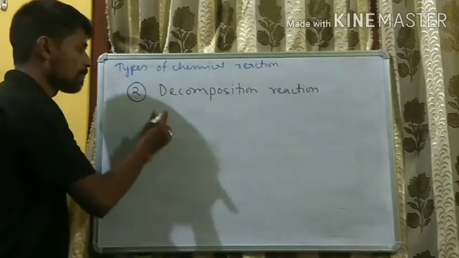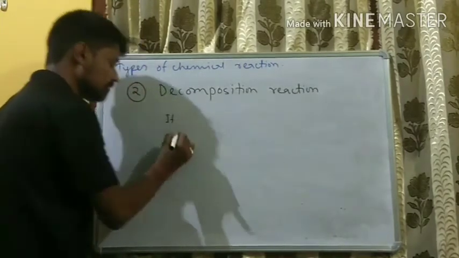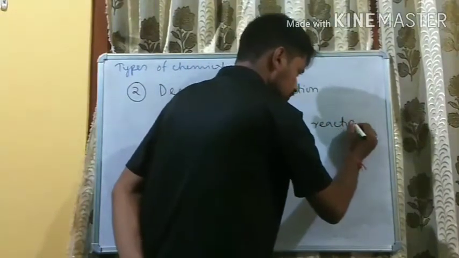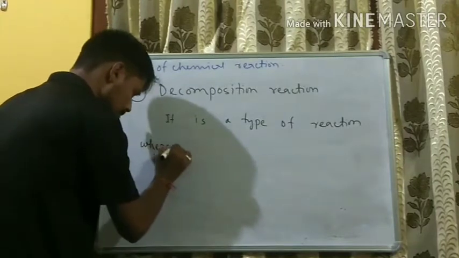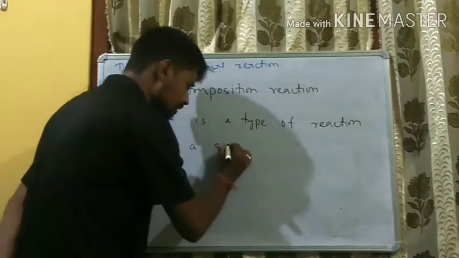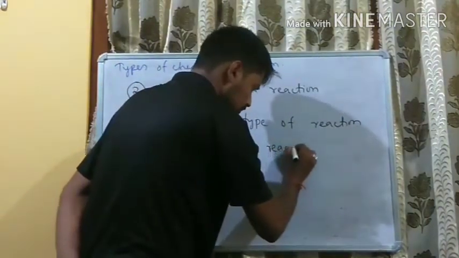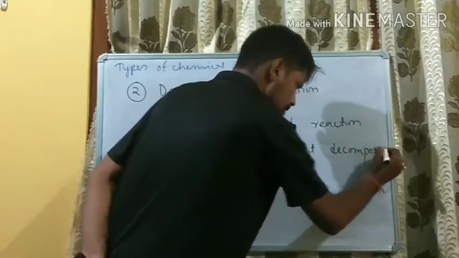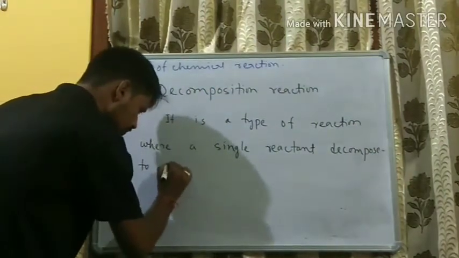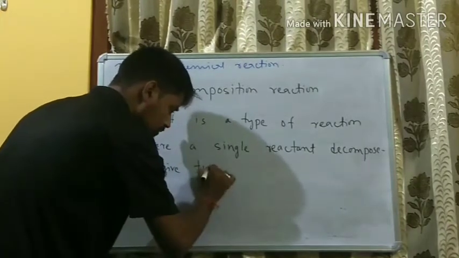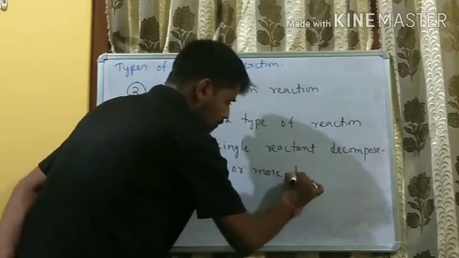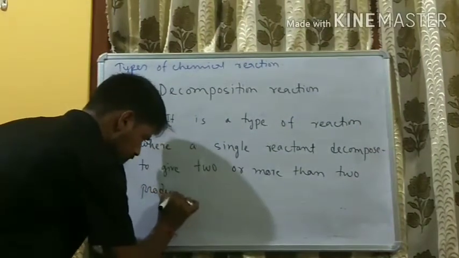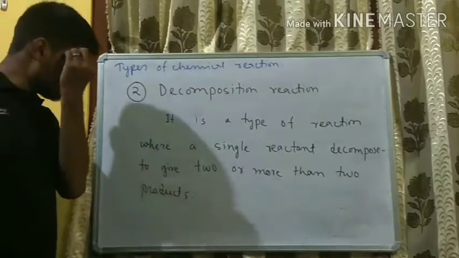So let us define it first. It is a type of reaction where a single reactant decomposes to give two or more than two products. Okay, note the definition, then we will see some examples.